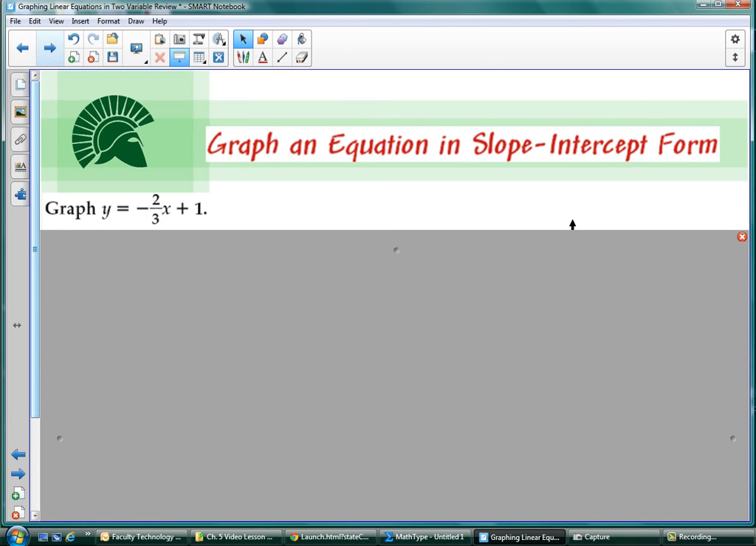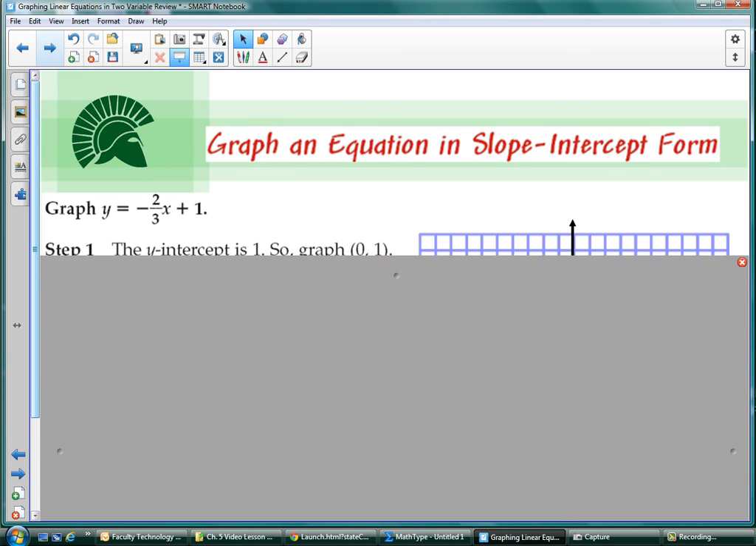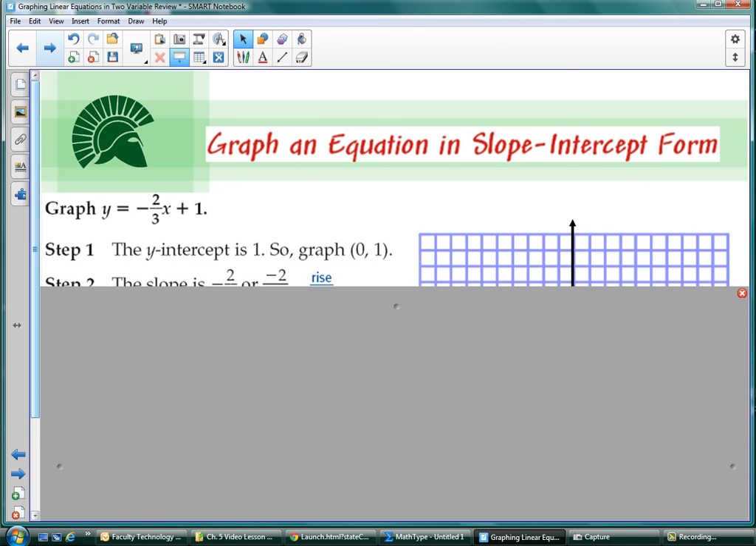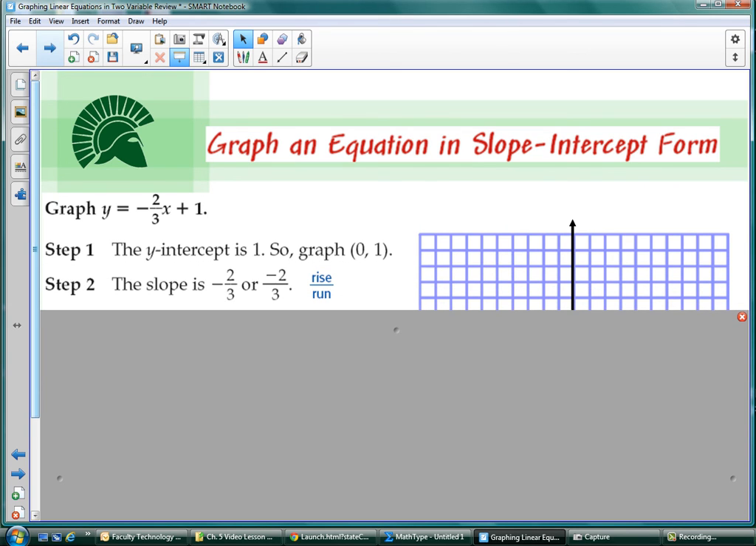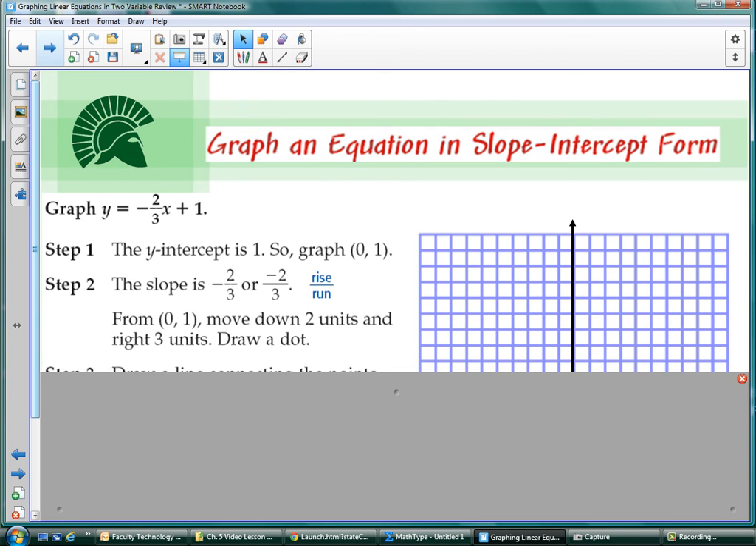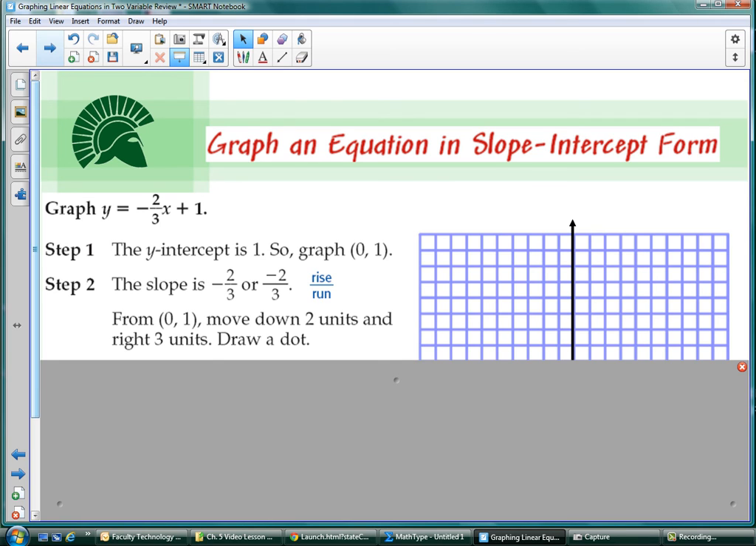So just another way to look at this, if the equation that you're given is already in slope-intercept form, you can recognize this one because the y is by itself, the x has a number with it, and then you have a y-intercept. It makes sense to use this method right away. So first step, write my y-intercept as a point. Then I want to write my slope as a fraction.